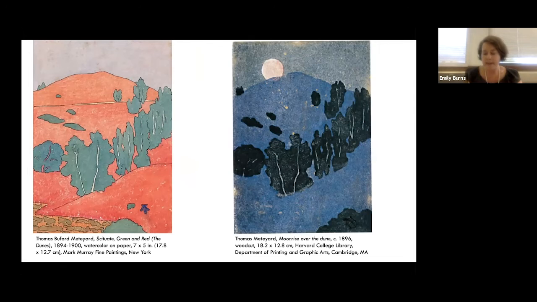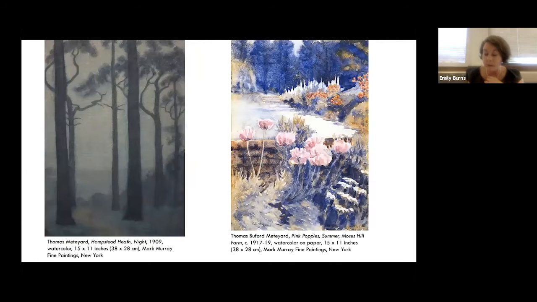Meteyard moved back to England in 1906, and he spent the remainder of his career based in England and Switzerland with many travels in France. And he continued in this multi-directional stylistic practice in larger scale in watercolors such as Hampstead Heath at Night, which continues the nocturne theme, and Pink Poppies, Summer, Moses Hill Farm at the right, where Meteyard renders the gardens of the estate he purchased in 1916 with his wife Isabel near Fernhurst in West Sussex.